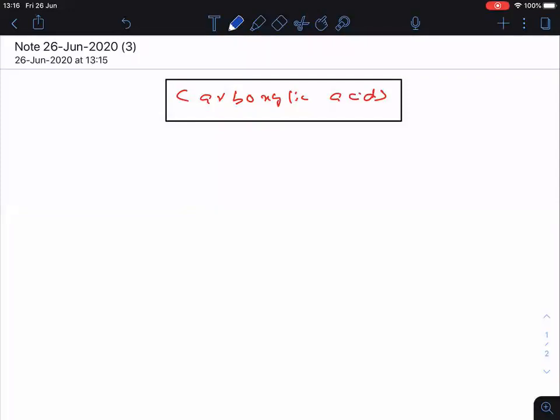So first of all, today we are going to see nomenclature of carboxylic acids, preparation, then physical and chemical properties of the acids. So first of all, what is the general formula? The general representation of carboxylic acid is COOH.